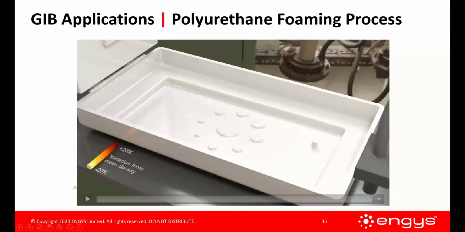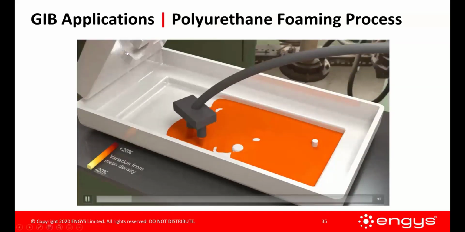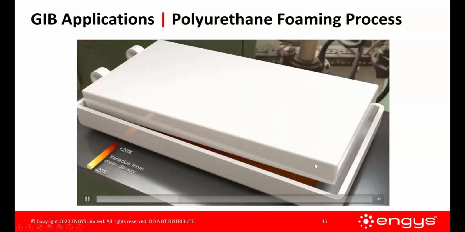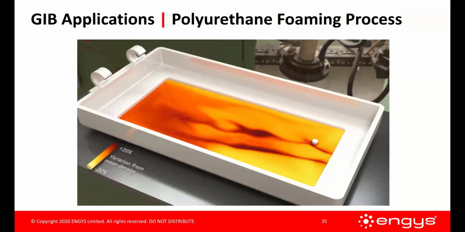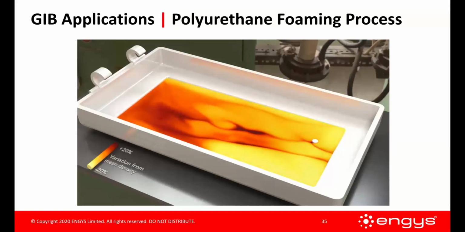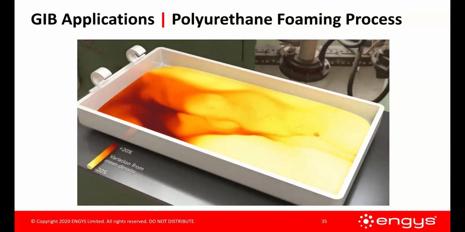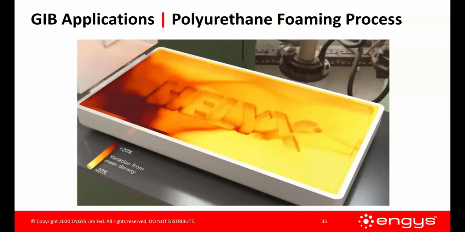And then finally, we have a polyurethane foaming process. Here the GIB was this injection. The GIB was this mold right here at the top, so the door of this mold. And so we can see the polyurethane foam expanding and the GIB interacting with it as it pushes up. And this was a custom application.